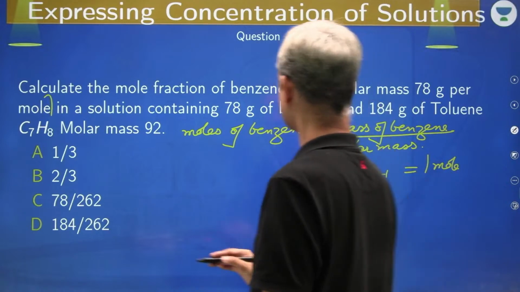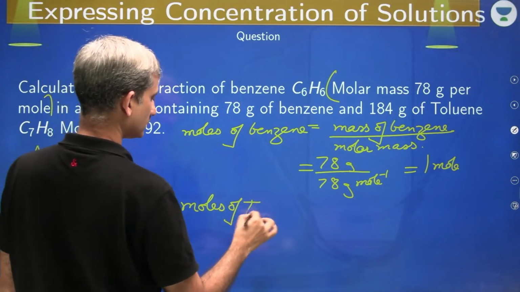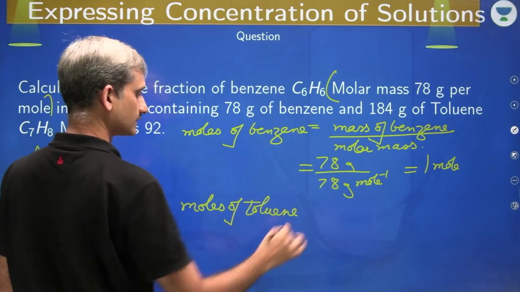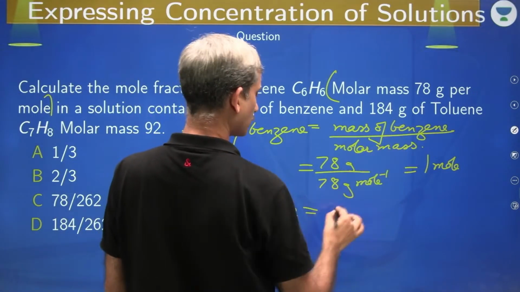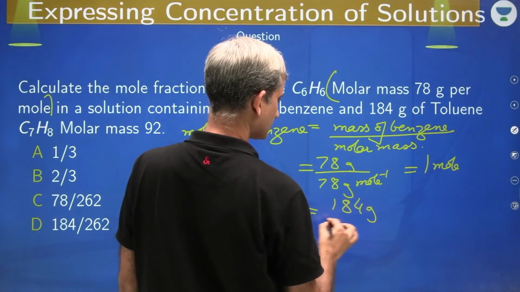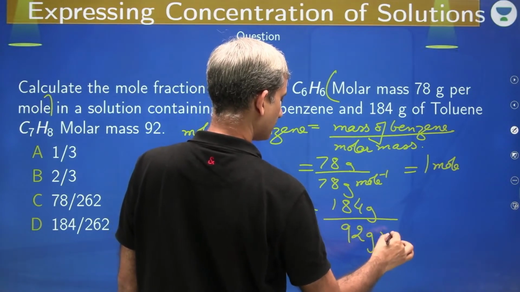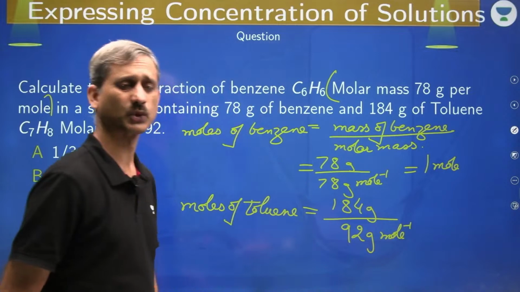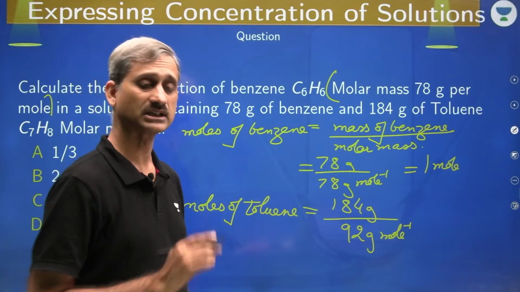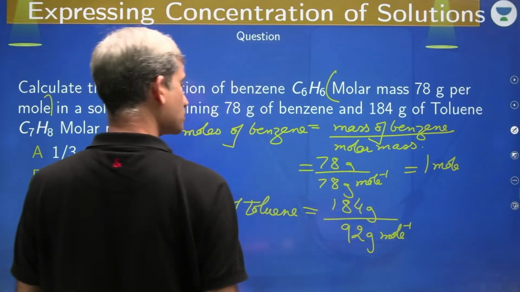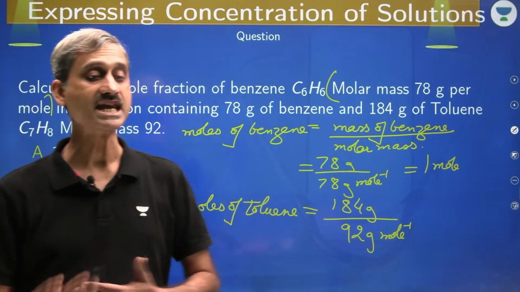Then we have moles of toluene, that is equal to mass of toluene, that is 184 grams, divided by molar mass of toluene, that is 92 grams per mole. I would really request you that you write the dimensions along with the quantities. That actually is a very good practice, and if you are able to write the dimensions, that is going to ensure that you don't make a silly mistake. Otherwise, you tend to make silly mistakes.